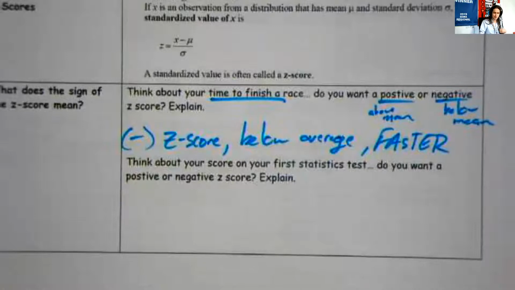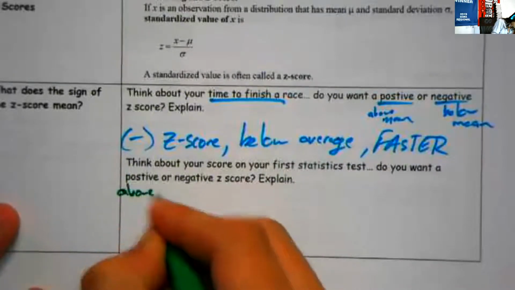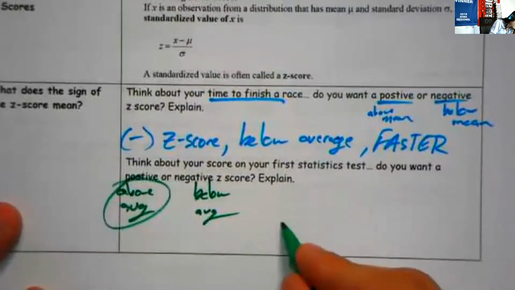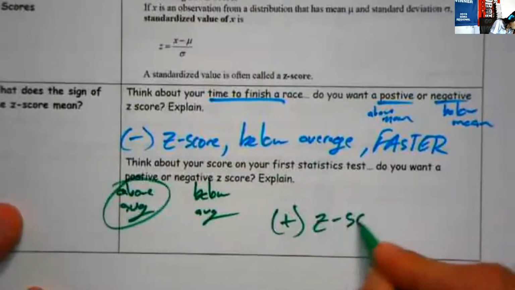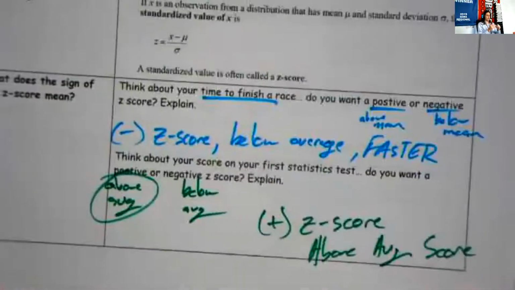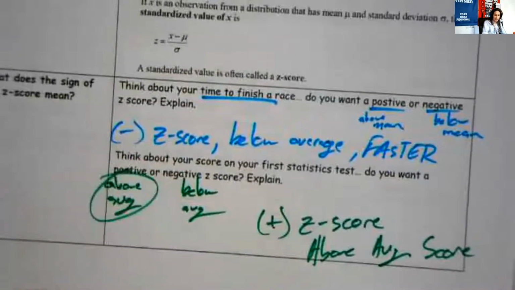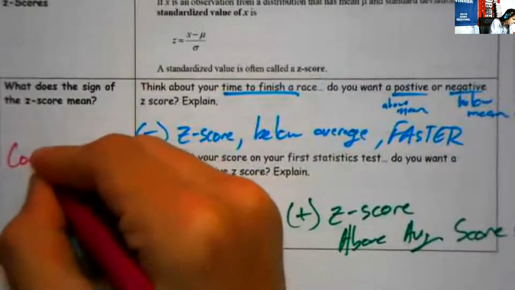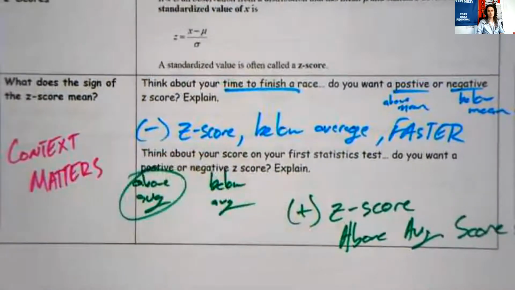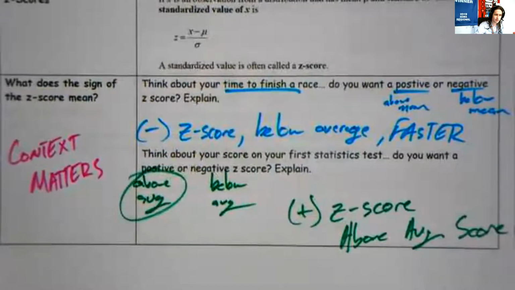Score on a first statistics test. Do you want to be above the average score or below the average score? Well, you want to be above average. You want a positive z-score. That is an above average score. So you need to consider the context. Context matters, always does in this class. Think about whether being above average is a good thing, or whether being below average is a good thing. So we can talk about what a z-score means and what its sign means.